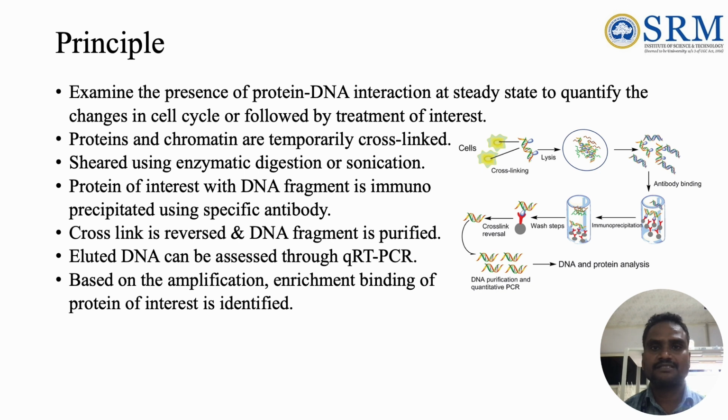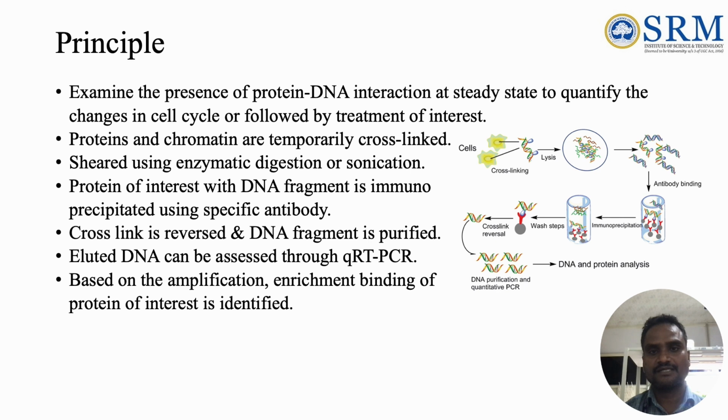The principle behind ChIP is antibody-based recognition. It involves 4 major steps: cross-linking, chromatin shearing, immunoprecipitation, and DNA isolation. In cross-linking, the DNA binding proteins are fixed to the DNA using chemicals like formaldehyde. In chromatin shearing, the DNA is fragmented into small pieces using sonication or enzymatic digestion. In the third step, immunoprecipitation, an antibody is used to selectively recognize and bind the protein of interest.